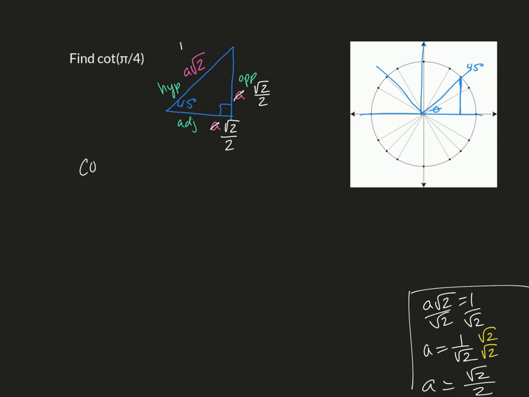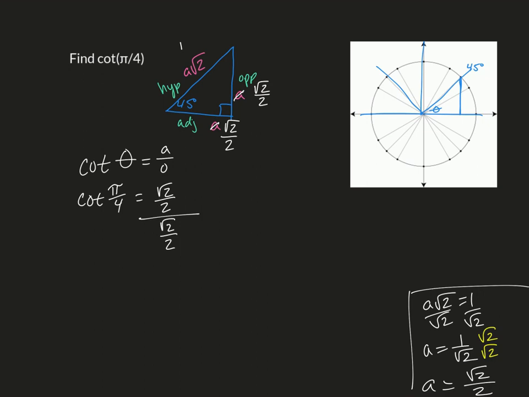Okay, so I'm going to have cotangent of, well, let's just do of theta first. Cotangent of theta. Remember, it's the reciprocal of tangent, so it's going to be my adjacent over my opposite. Let's plug in the values. Cotangent of pi over 4 is my adjacent, which is root 2 over 2, over the opposite, which is again root 2 over 2. Hopefully you can kind of think about this and logic through this.